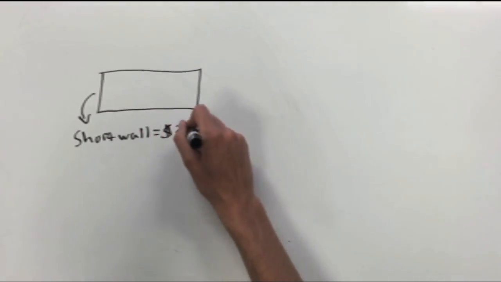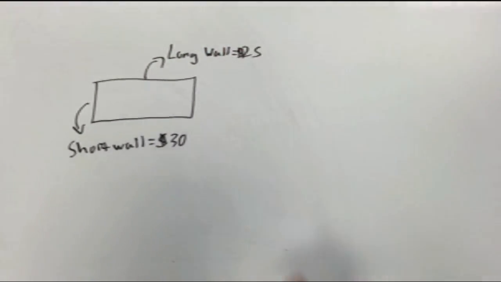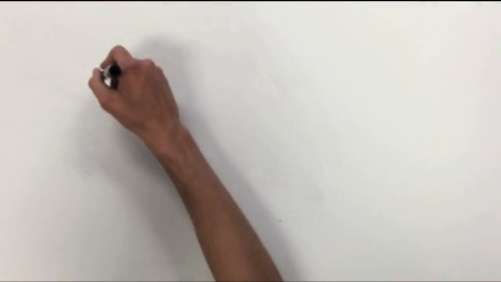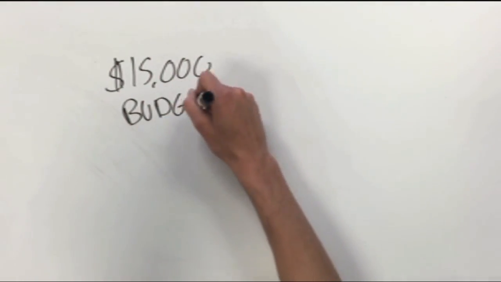The long sides will cost $25 per foot, while the short sides will cost $30 per foot. The short sides will cost more because they're covered with fun games and pretty pictures for the pandas to enjoy. The owner of the zoo, Pablo, has a budget of $15,000 to build a rectangular fence. In order to maximize the area of the fence, what dimensions should Pablo tell the engineers to use?